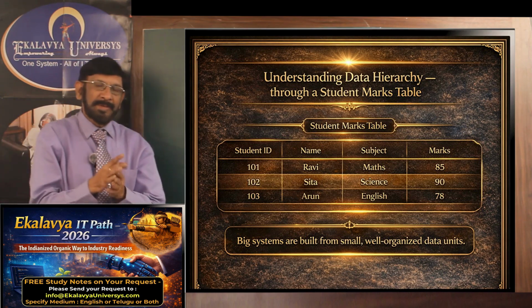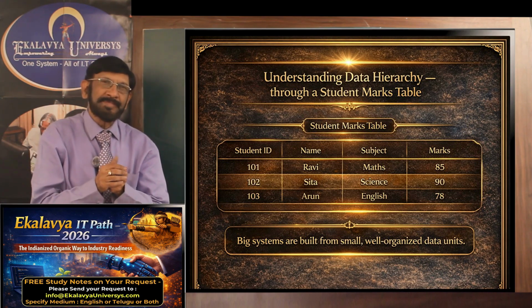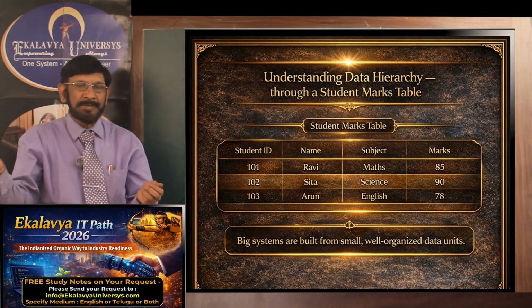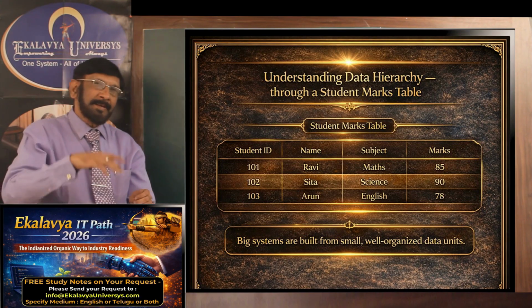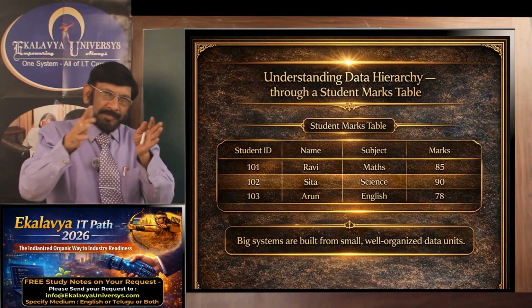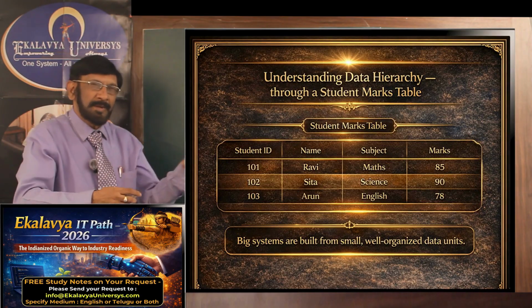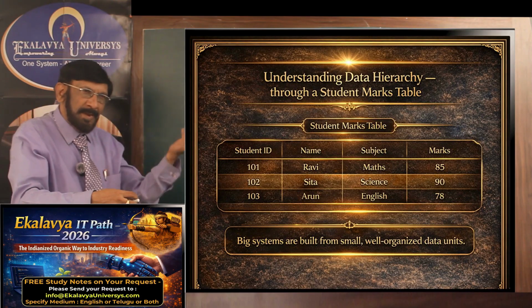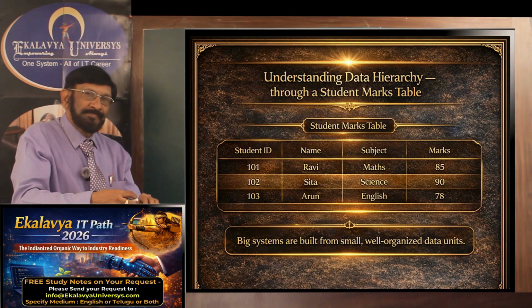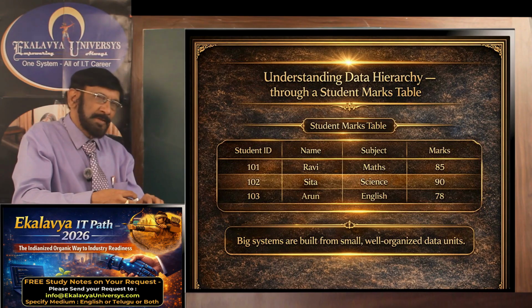Whole thing together, what we call a table, that is a data structure, or we can store it as a file. And database means a collection of these tables. It may be hundreds, thousands, or millions. That is called a database.